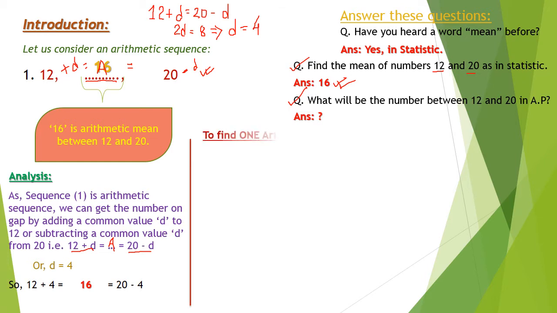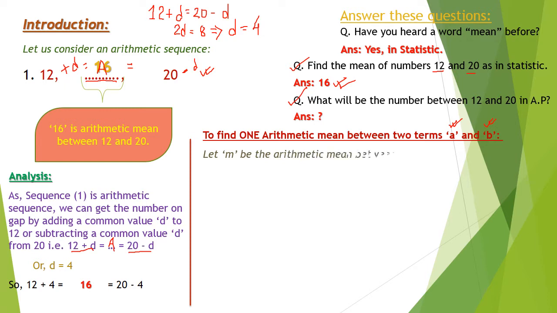Now let's derive the formula to find one arithmetic mean. Here 1 is written because we can find many arithmetic means in a sequence and series. The number of means can be more than 1 also. So between A and B, A is the first term and B is the last term. Now let M be the arithmetic mean. Let us suppose that M is the arithmetic mean between first term A and last term B.